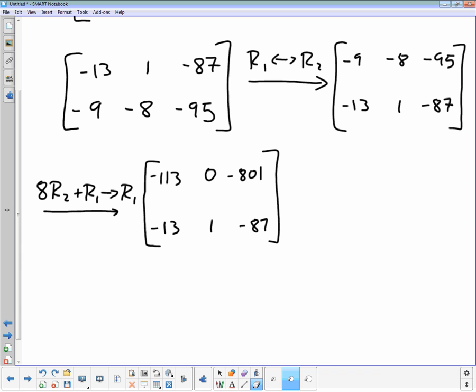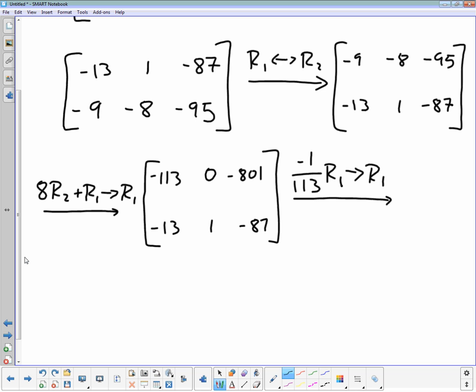I'm excited too, because guess what? How the heck am I going to get that first row under control? Not magic. You can multiply by negative 1 over 1. Right. I care about that. And that becomes... yay. I'm excited too.